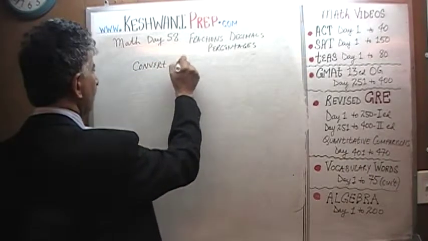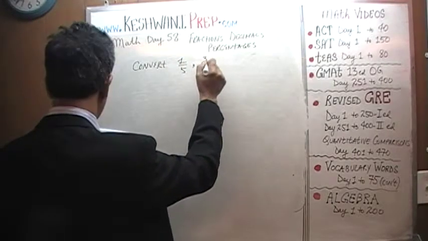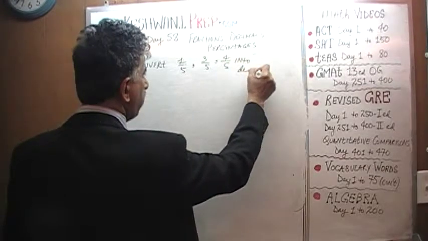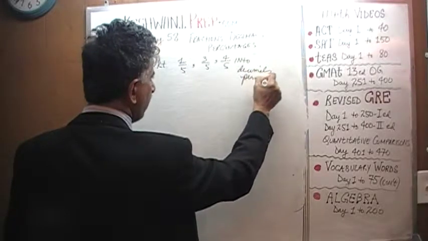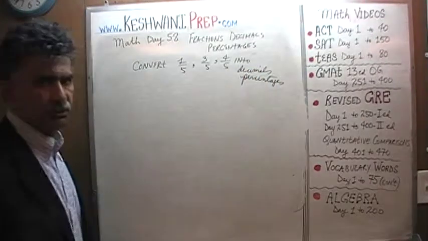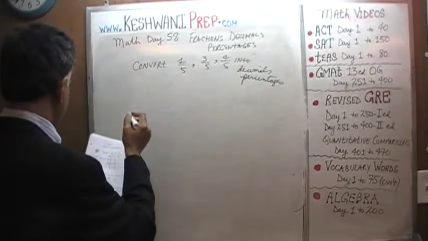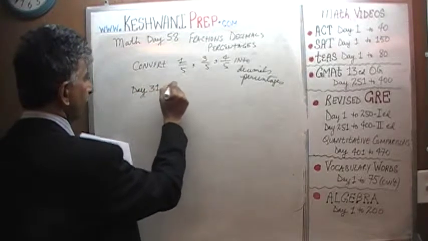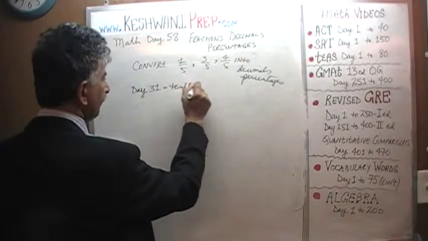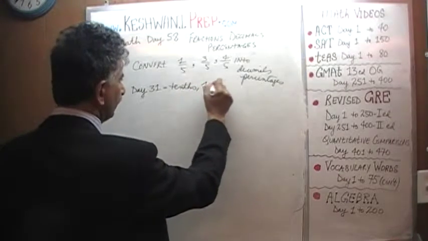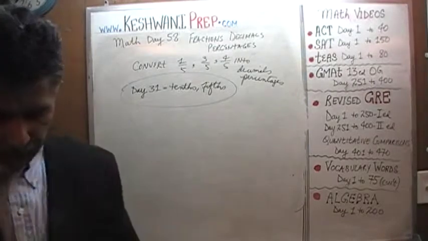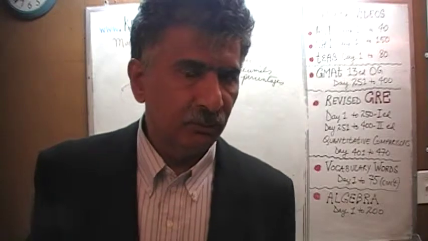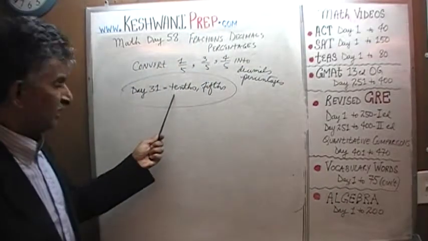We have to convert 1/5, 3/5, and 4/5 into decimals and percentages, which is a straightforward deal because we learned these things. We learned our tenths and the fifths on day number 31. On day number 31, we learned that dealing with the 1/5 is no different than dealing with the tenths. As long as we know our tenths, we know our fifths.